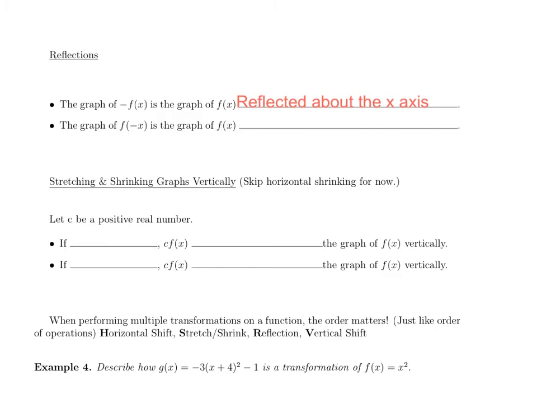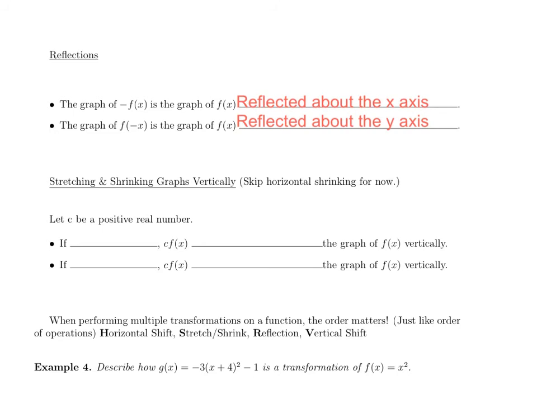But the second bullet point here says the graph of f of negative x. So I'm making x values negative. If I'm making x values negative, I'm changing their sign. Then that's the graph of f of x reflected about the y-axis. And for the same reason, if I change the sign on my x values, the x values that were positive, to the right of the y-axis, are going to become negative, so they'll go to the left. So we're seeing that reflection across the y-axis.